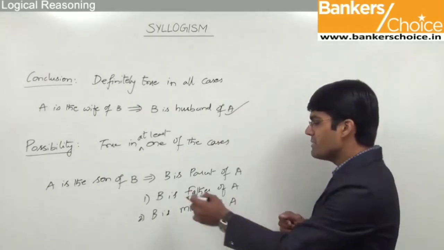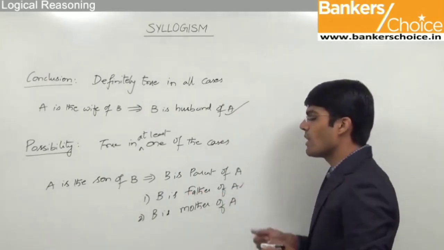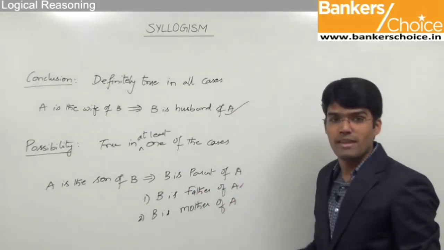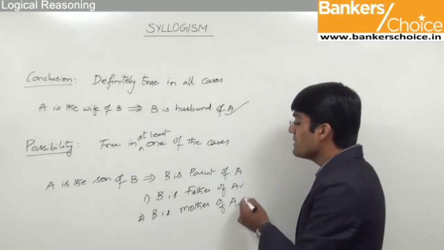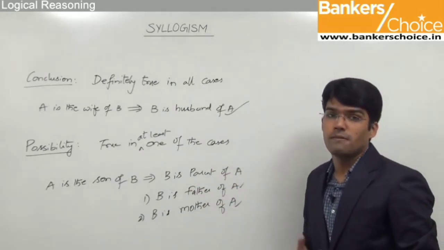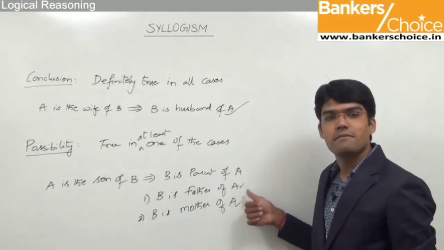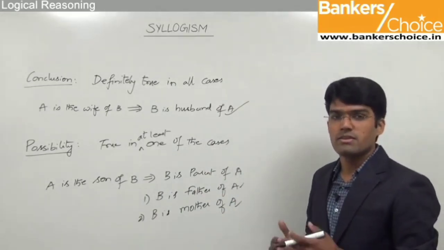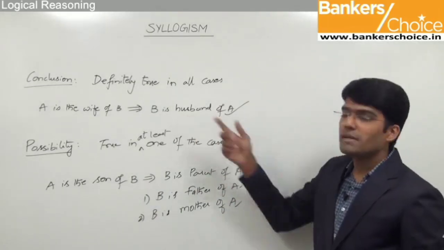And we cannot say that B is the father of A is definitely true. Why? Because B can be the mother of A as well. Similarly, we cannot say B is the mother of A has to be definitely true. Why? Because B can also be the father of A. So such cases are referred to as possibilities, where there is not a definite conclusion, and this can be taken as a definite conclusion.